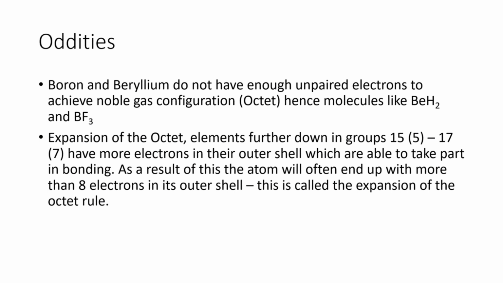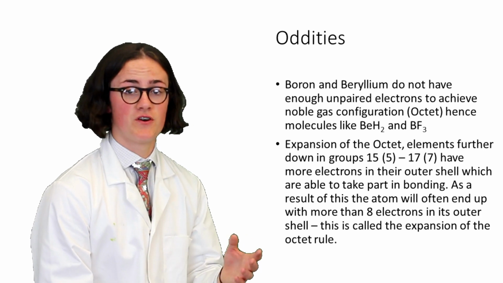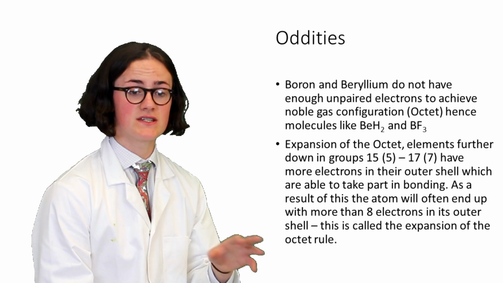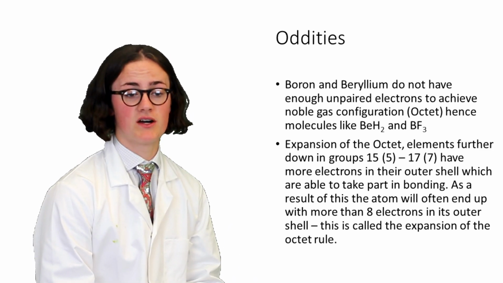Now we're going to address some oddities, because obviously not all molecules follow these rules. Boron and beryllium as elements do not have enough unpaired electrons in their outer shell to achieve noble gas configuration. Hence molecules, as we've seen earlier, like beryllium dihydride and boron trifluoride. Some elements are able to expand their octet, as we saw in phosphorus pentachloride. Elements further down in groups 15 to 17 have more electrons in their outer shell, which are able to take part in bonding.